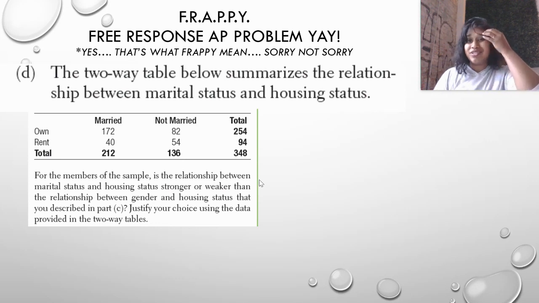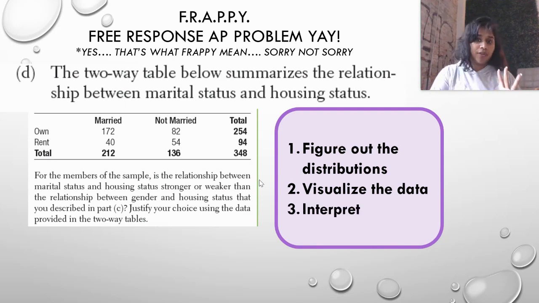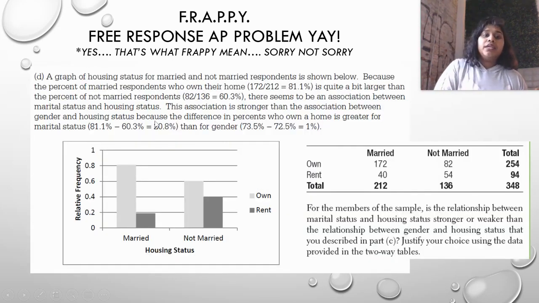So in order to justify the choice using the data, don't we have to create the same thing we did for C? Oh my God, we do. So we're going to do our conditional distributions, and then we're going to visualize it using a bar graph, and then we're going to compare. But because of time, I'm going to go ahead and show all of that. So again, figure out your distributions, visualize the data, interpret or compare. So here are the percent values, and here is that bar graph.